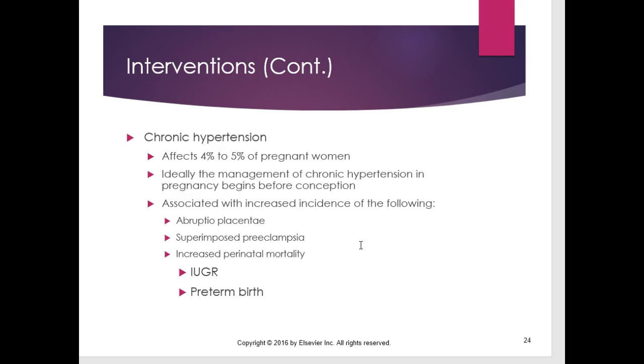Chronic hypertension is associated with increased risk of abruption, superimposed preeclampsia, increased perinatal mortality, intrauterine growth restriction, and preterm birth.